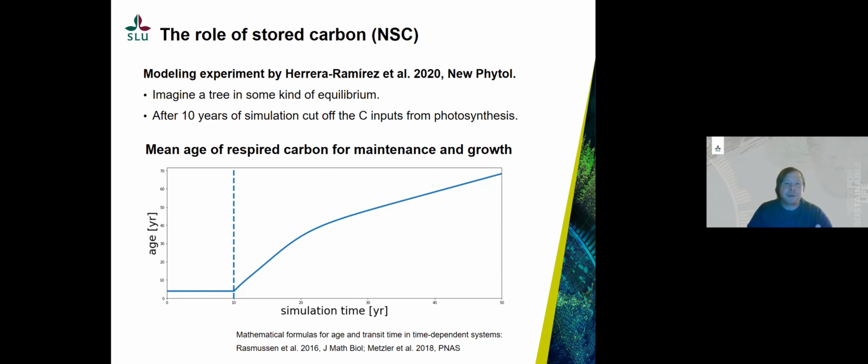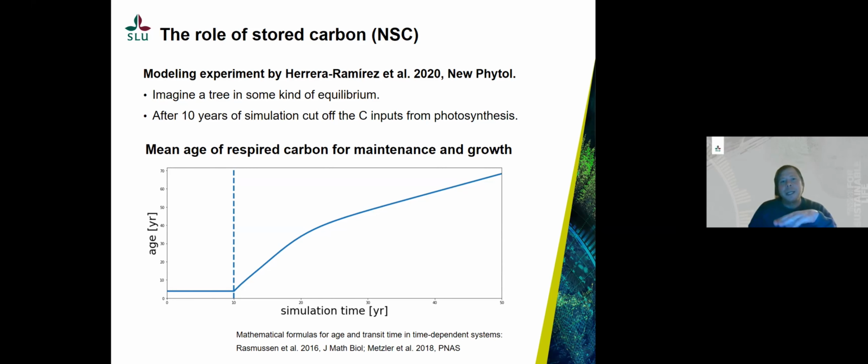We see that for the first 10 years, the mean age of respired carbon is pretty young, but once the tree is cut off from its external inputs, it has to use older and older carbon for its metabolism, for growth respiration, or for maintenance respiration. And as we have seen, the only possibility for carbon to be respired is that this carbon comes from the carbon storage, from the non-structural carbohydrate reserves.